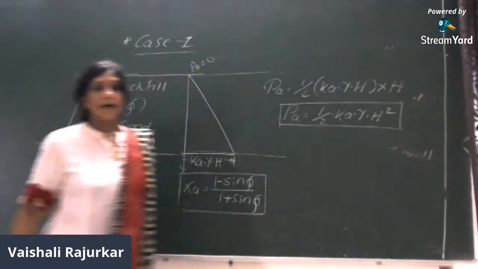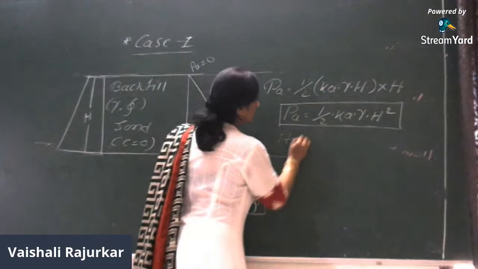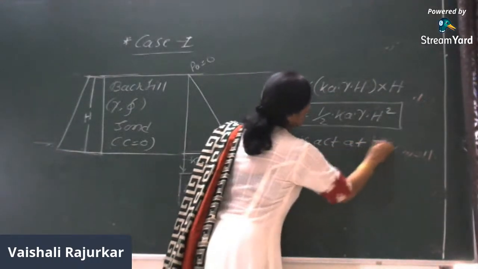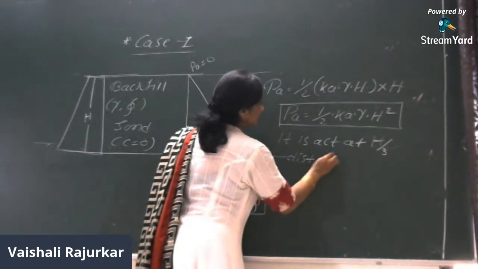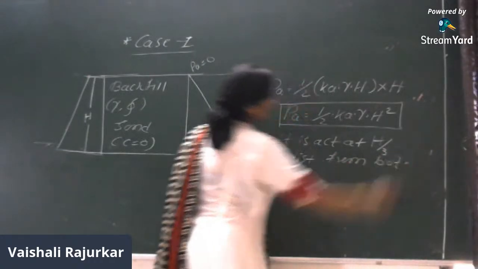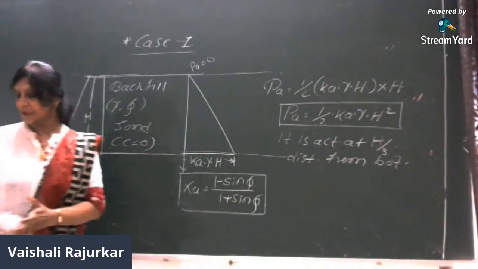So this is the magnitude of maximum earth pressure, and it is at H by 3 distance from the bottom. So this is the first case, right?